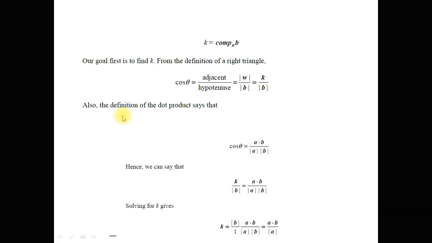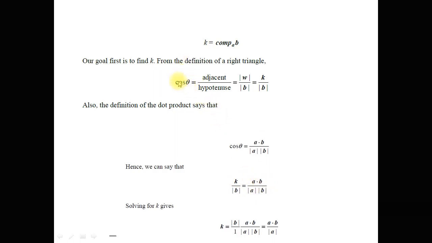Also, the definition of dot product. From the definition of dot product, we know that cos theta is equal to A dot B divided by the magnitude of A times the magnitude of B. So k divided by the magnitude of B is now equal to A dot B divided by the magnitude of A times the magnitude of B.